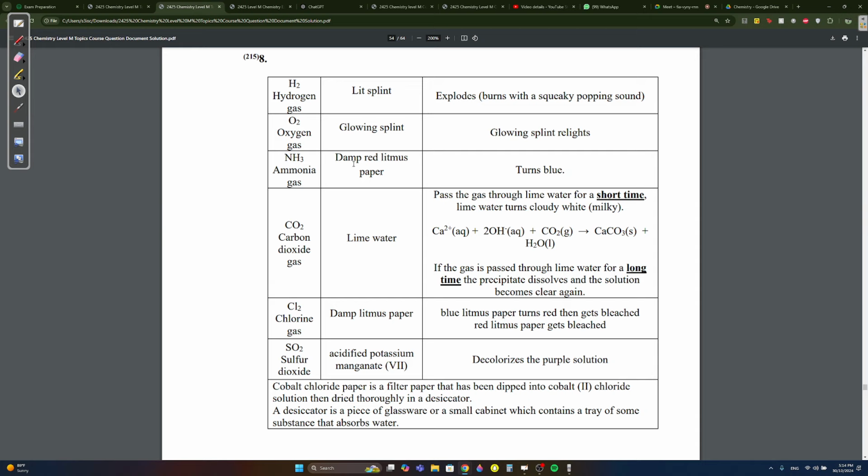NH3, ammonia gas. What do you do with it? Damp red litmus paper. What happens to it? Turns blue. Carbon dioxide gas turns lime water milky. Pass the gas through lime water for a short time. Lime water turns cloudy, milky. The equation is Ca(OH)2 plus CO2 gives CaCO3 plus H2O. But you should know that for a short time it will turn milky, but if it's a long time, it's just going to become clear again.